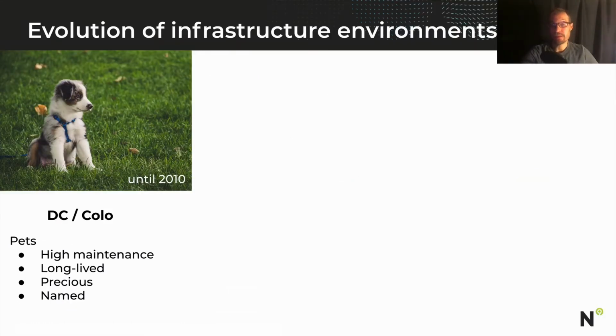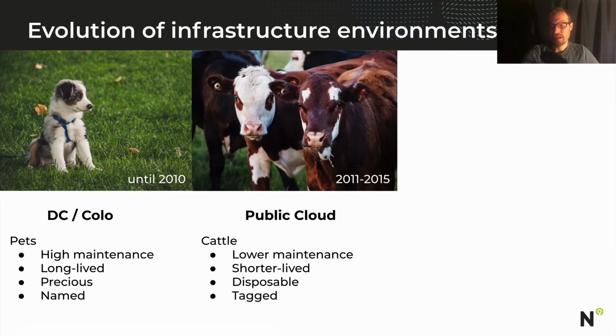Let's go back maybe 10 years. I was running applications in a traditional data center or a colo, and you've heard this, right? We treated our infrastructure as pets. They were high maintenance, long-lived, really precious to us, and we gave them names. A few years later, I migrated into the public cloud, and I started treating my infrastructure as cattle. It was lower maintenance, shorter lived, disposable, and we would tag them.